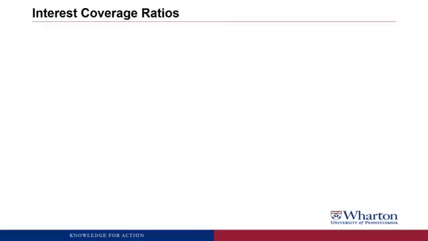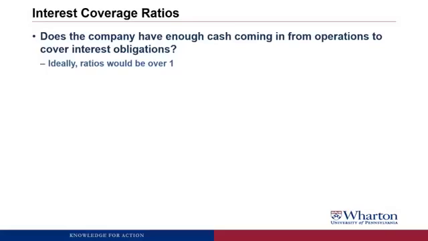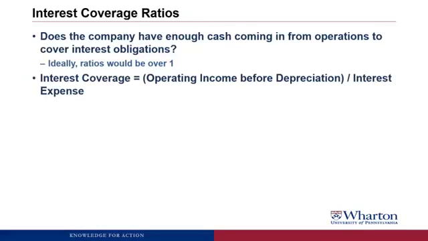Next, we're going to look at interest coverage ratios. Here the question is, does the company have enough cash coming in to cover its interest obligations? Again, ideally the ratio would be over 1. You'd have enough cash coming in from your operations to cover what you owe to your banks. So one ratio we look at is interest coverage, which is operating income before depreciation divided by interest expense.